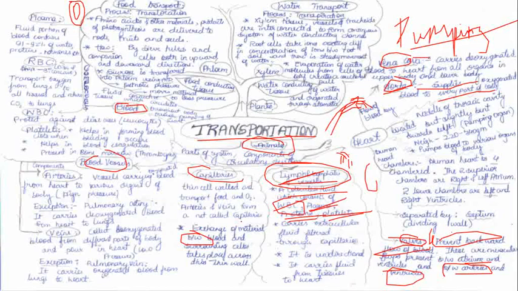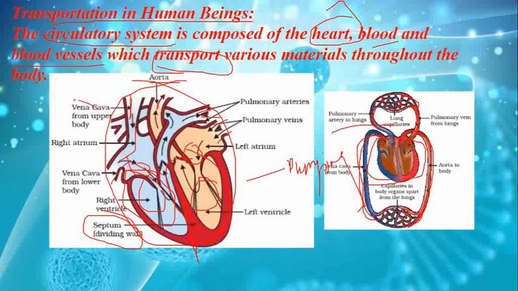And what is vena cava? It is the part that carries deoxygenated blood to the heart from all organs in the upper body and lower body. As we have studied the structure, the vena cava comes from the upper body and from the lower body. Its function is that whatever deoxygenated blood is there passes through the vena cava from the lower body and from the upper body.